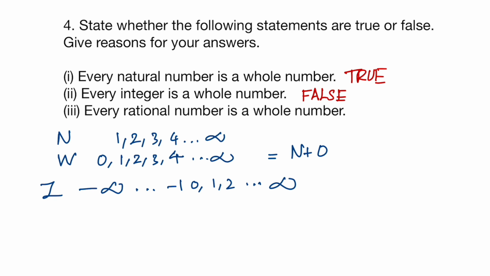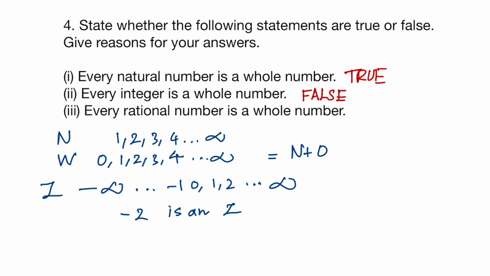Now you can tell that minus 2 is an integer, right? Is minus 2 a whole number? No, minus 2 is not a whole number because it's a negative number. It cannot be a whole number. So all integers are not whole numbers. So that statement is false.